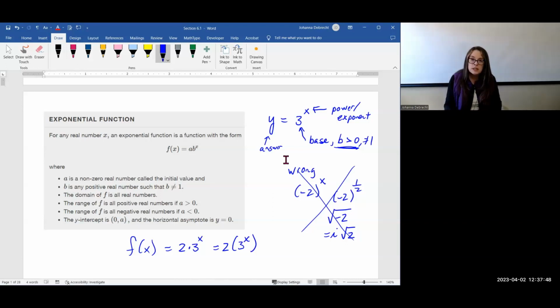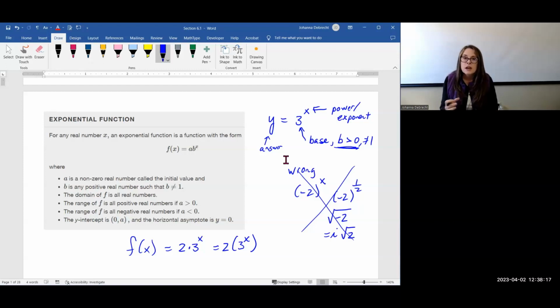So in this particular case, if we had x equals 0, 3 to the 0 is 1, but instead of going through (0, 1), because it's multiplied by a 2, it'll actually go through (0, 2). Now the a can be any real number, all right, but it can't be 0. If it's 0, then we really just have y equals 0. So a can be any non-zero real number, and we call it the initial value.